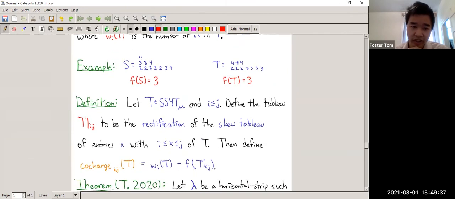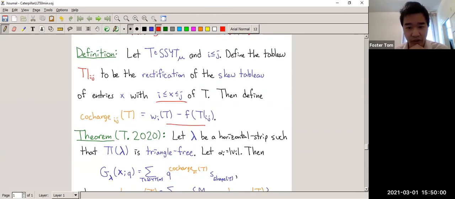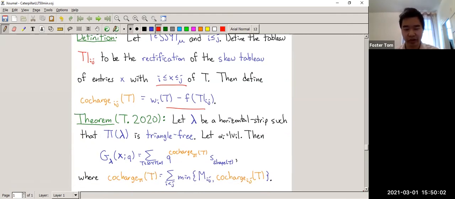So t restricted to i's and j's would be, I'd restrict to entries between i and j and rectify. And then cocharge sub i, j would be the number of i's minus the distance I could move left. So in the case where j equals i plus 1, this is just the thing we had before. And then this turned out to be the thing that worked. The proof is very much the same as it was before.